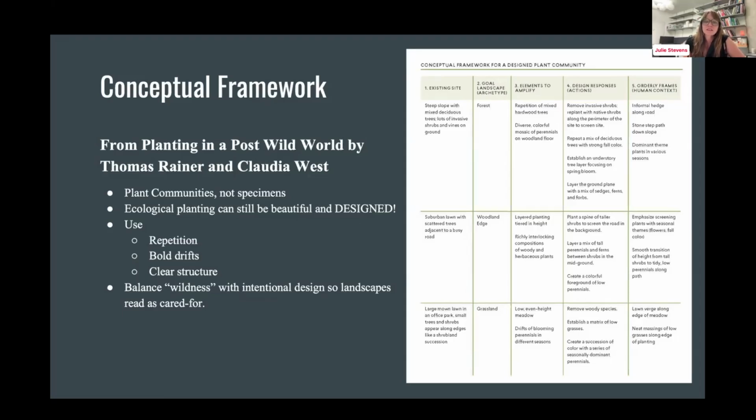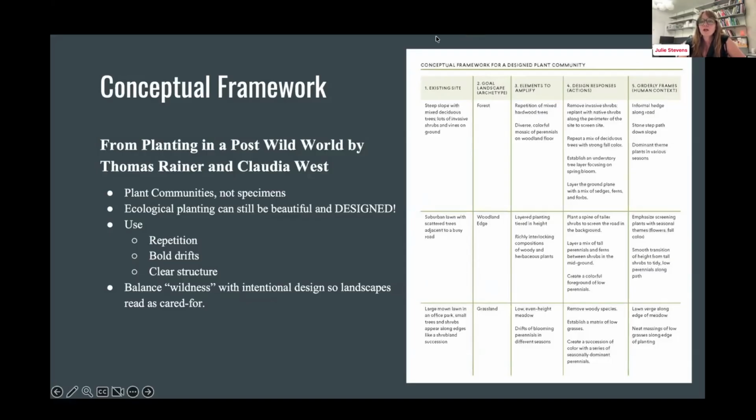What's your existing site? So the middle one here, you have a suburban lawn, scattered trees, busy road. What do you want it to be? You want a woodland edge? Seems impossible when you look around your suburban community and you see lots of lawn and a tree here and there and some very tidy shrubs. So how do you do it? And how do you make it actually look beautiful and aesthetically pleasing?